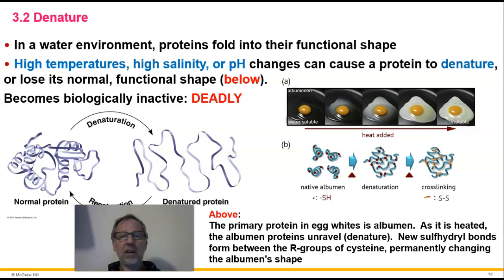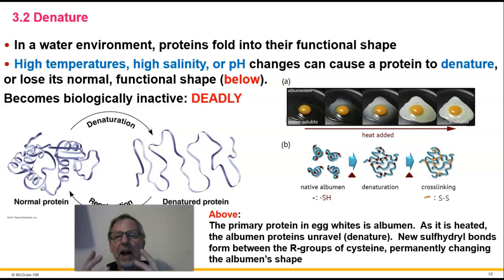So I have an example on here with egg white. Most people have seen or cooked an egg. And when you crack that egg open into a hot frying pan, the egg white is made of a protein called albumin. That's the protein. It's very important to eggs.